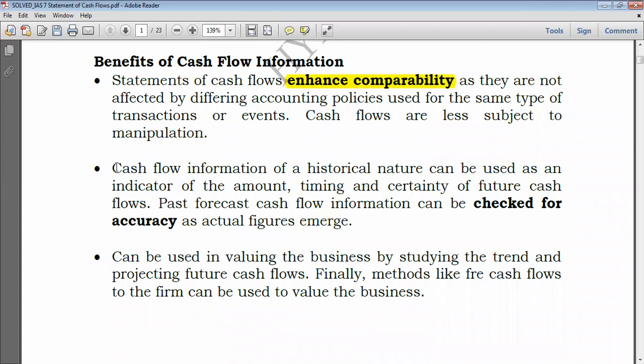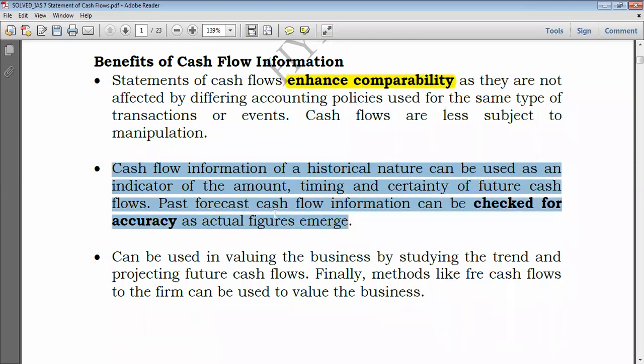But also we say that cash flow information of a historical nature can be used as an indicator of the amount, timing, and certainty of future cash flows, while past cash flow information can be checked for accuracy as actual figures emerge. You can just check that.